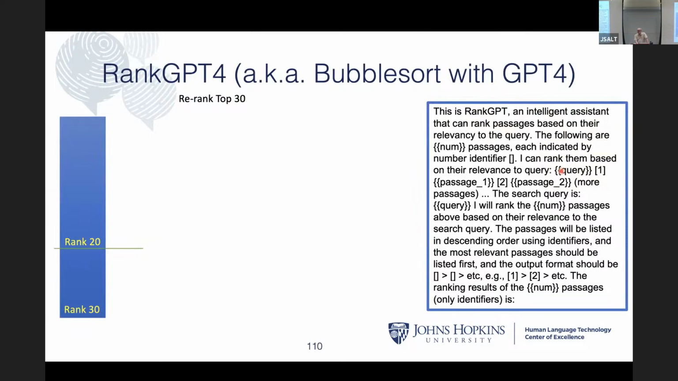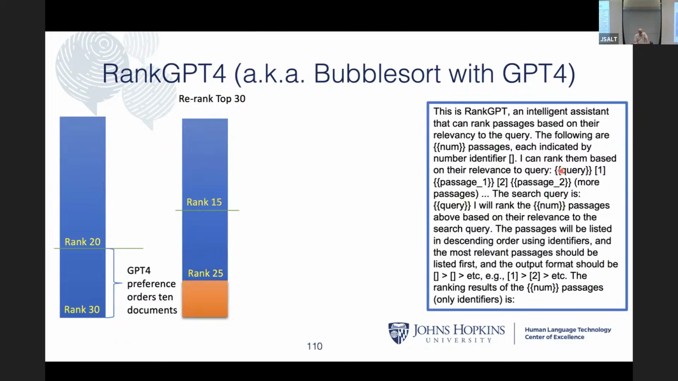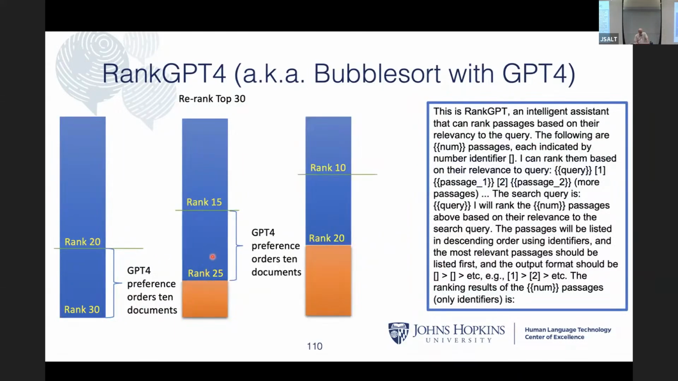It's trying to re-rank 30 documents. You can't put 30 documents into the input buffer for GPT-4. So you can do 10. So you put the last 10 in, it re-ranks those, and then you throw away the bottom 5, take the next 5 here, re-rank those, and so on. You just keep doing that until you get to the top.